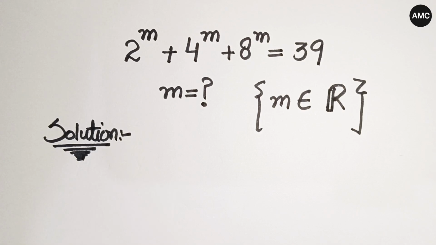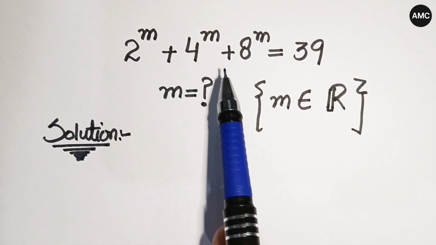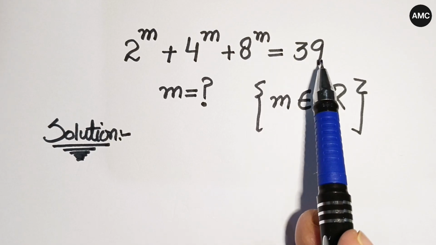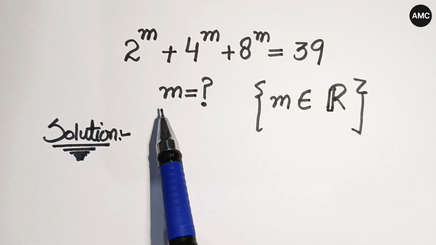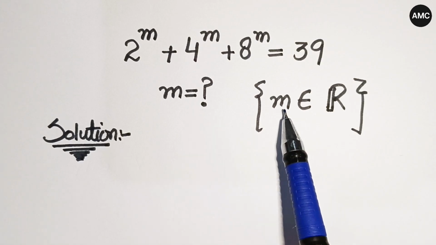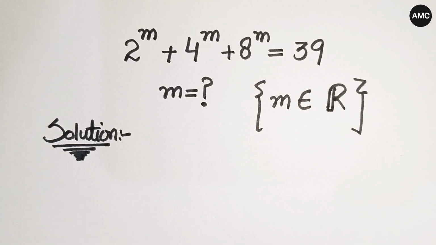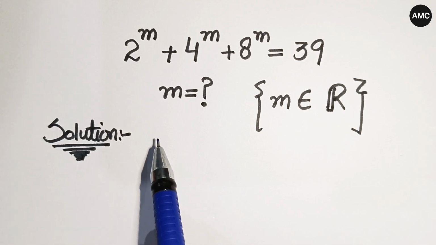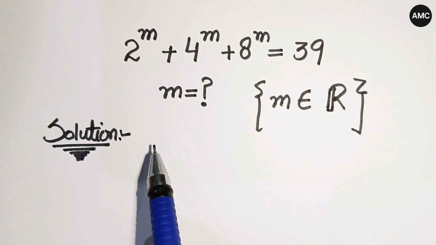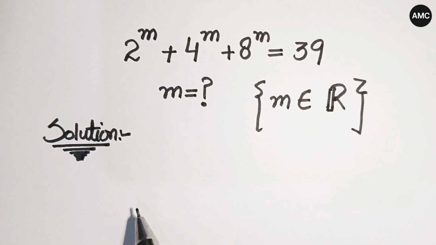Today our question is 2 to the power m plus 4 to the power m plus 8 to the power m is equal to 39. So we have to find the value of m. But remember that m belongs to real numbers. It is actually a question of Harvard University. Now we have to just find out the value of m.